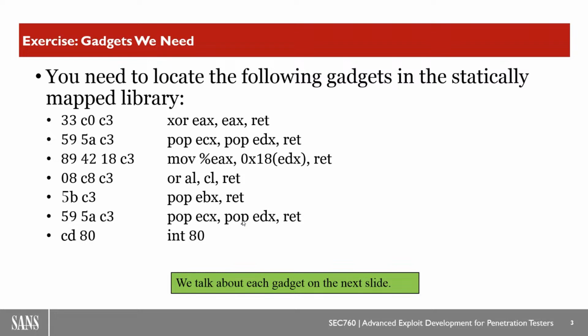And obviously some things are statically mapped, like in the example I'm going to show you here. I wrote a little program to use mmap to statically map this library into memory, and that's going to be how we know where things are. Now, if we didn't have that, we would have to get a memory leak.